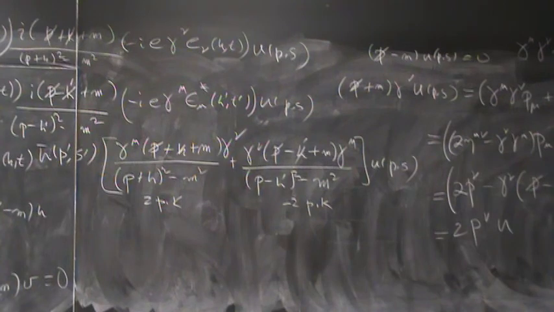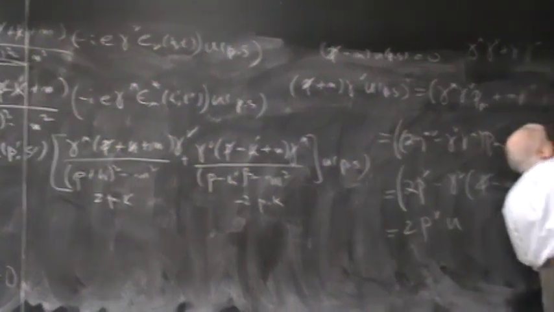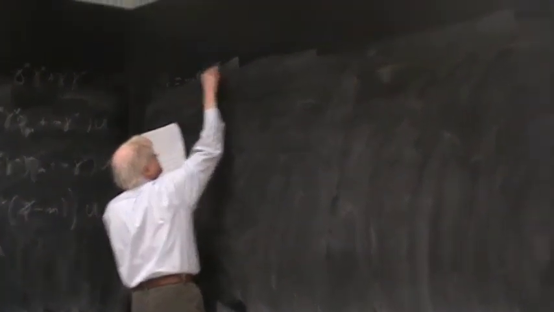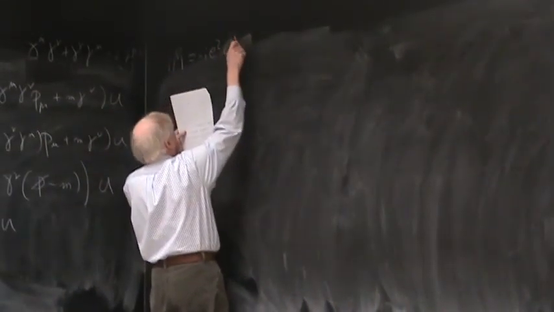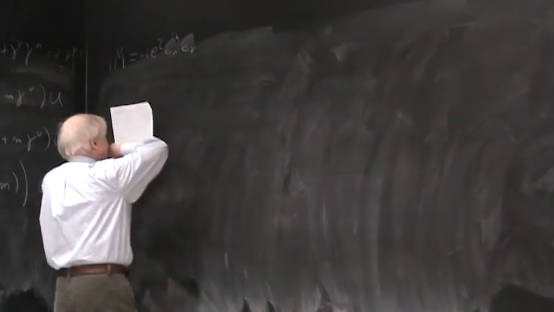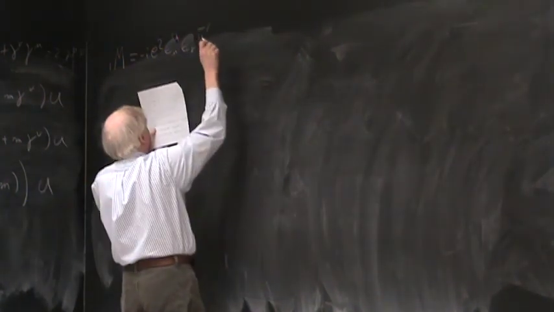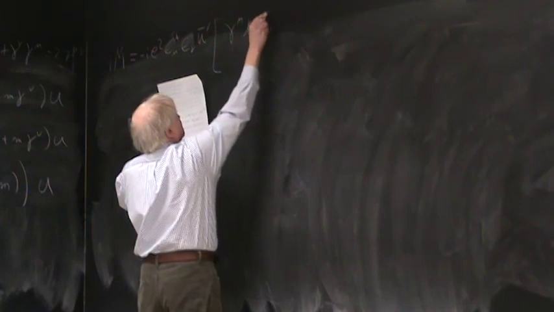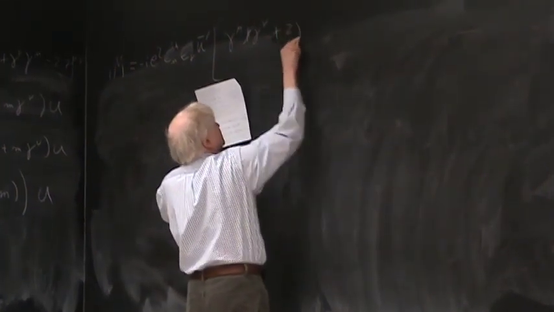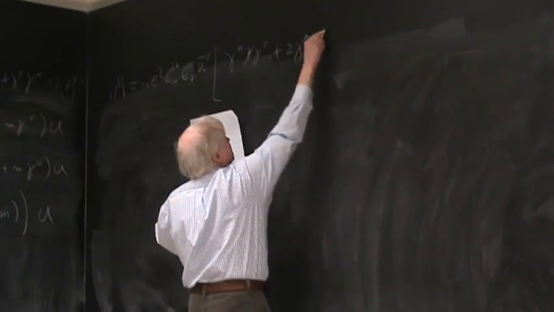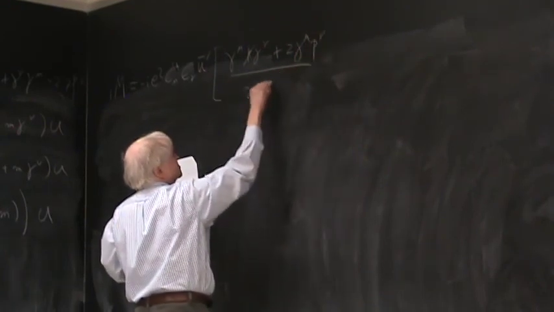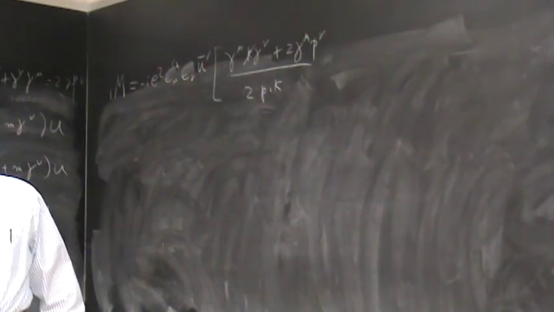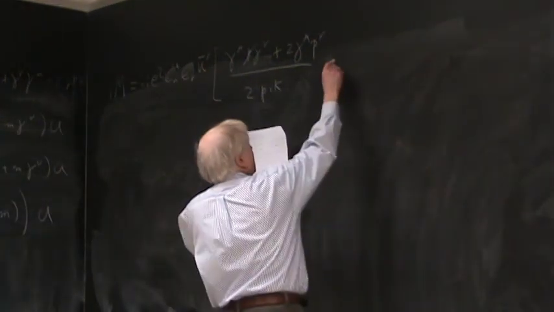times u. And at that point, what we have is iM equal to minus i e squared epsilon mu star prime, I'm going to abbreviate things a little bit, epsilon nu, u bar prime, and then what'll be here is a gamma mu, a k slash, a gamma nu, plus 2 gamma mu p nu. And remember, the denominator is just 2 p dot k. And I'm using dot even though it's a four-vector, a Lorentz inner product. And of course, we've got the metric.